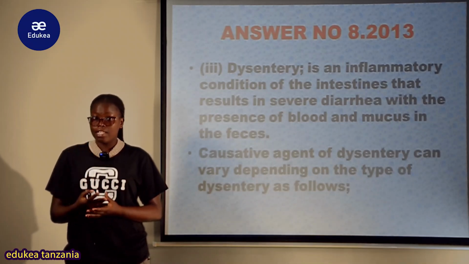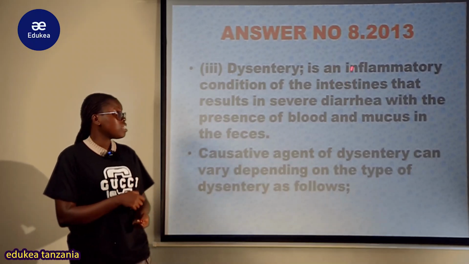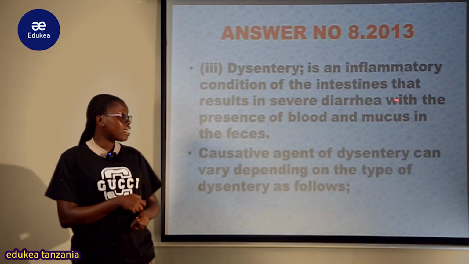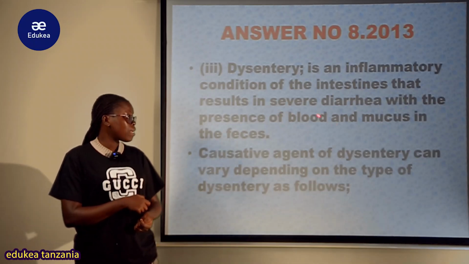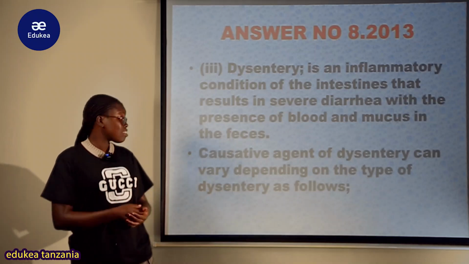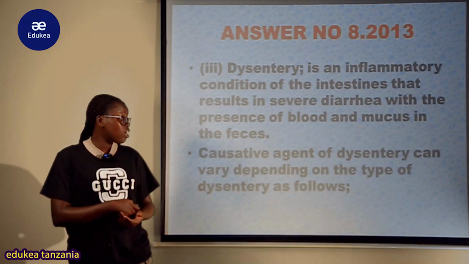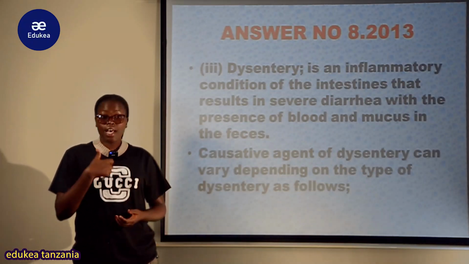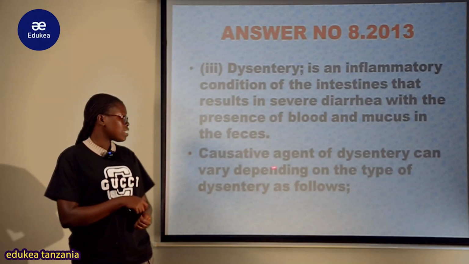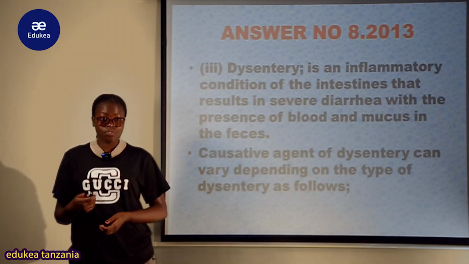So the dysentery, once you talk on the dysentery, this is an inflammatory condition of the intestine that results in the severe diarrhea with the presence of the blood and mucus in the feces. Kwa hiyo hapa inflammation inatokea katika intestine inayopelekea severe diarrhea, mtu anakuwa anaharisha, na katika feces kuna kuwepo na damu pamoja na mucus. So the causative agent of dysentery can vary depending on the type of dysentery as follows.